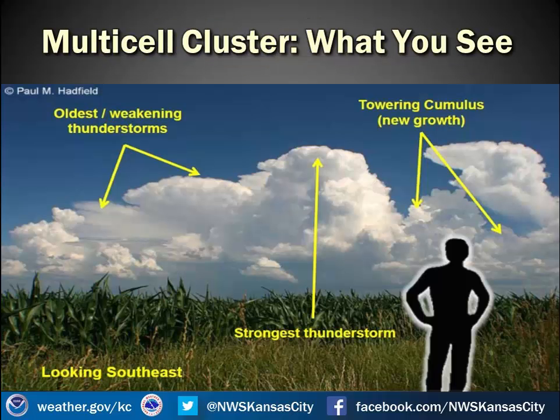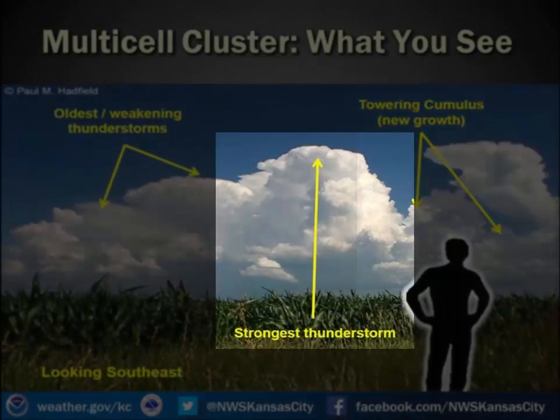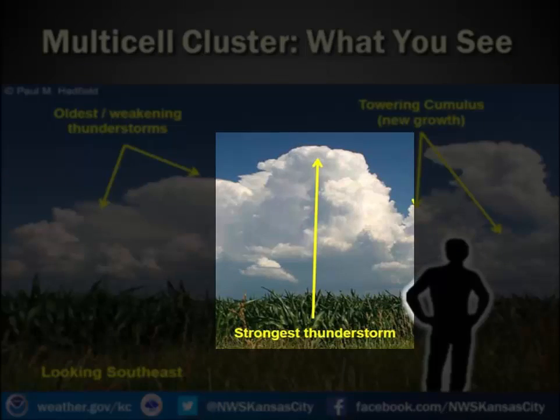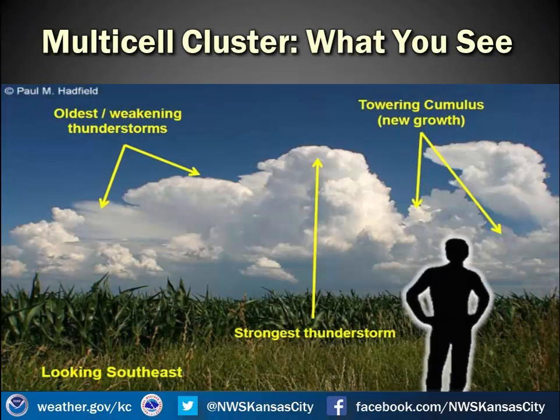So we're looking at this. We've got towering cumulus, or the developing stage of thunderstorms. We've got the mature stage thunderstorms here. And then we've got maybe dissipating stage thunderstorms over there where the storms are weakening.